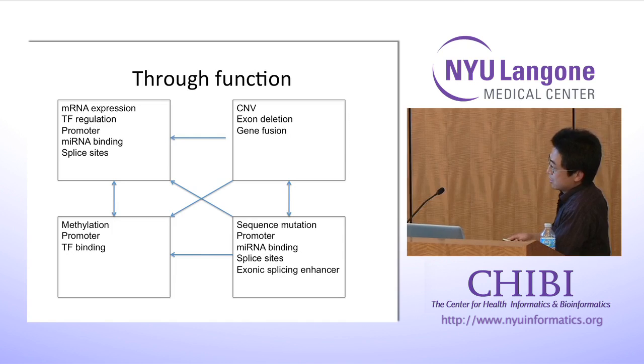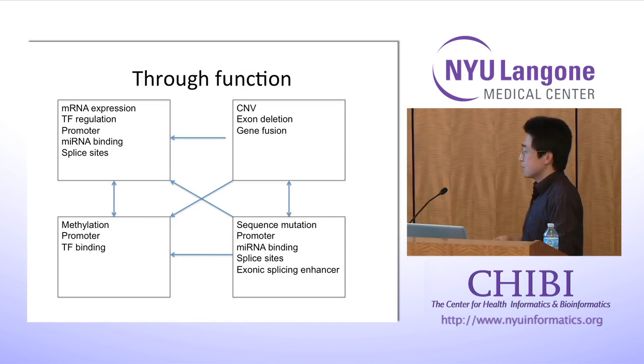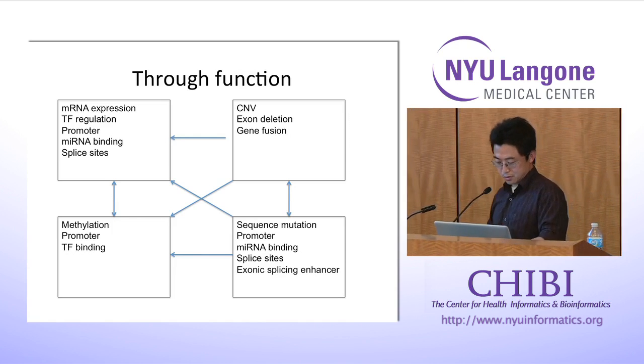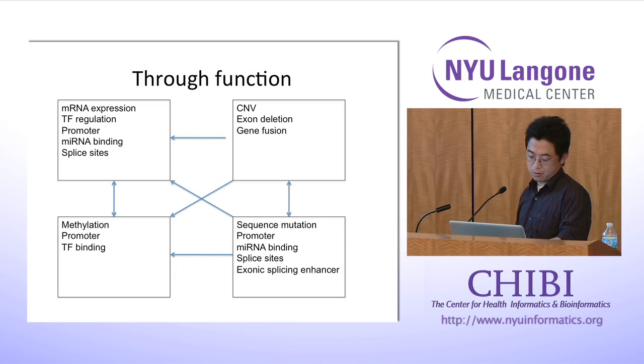So methylation is the change of the CpG island in the promoter region, and the TF binding sites also occur there. And similar things for sequence mutations. Sequence mutations will affect promoters, microRNA binding sites, splicing signals, exonic splicing signals. So all these discrete data sets have their internal relationships based on function.